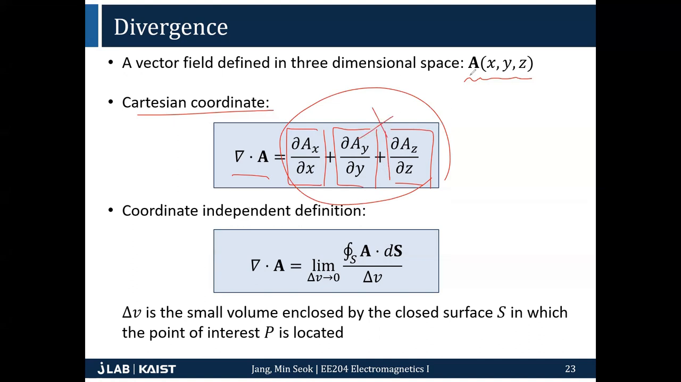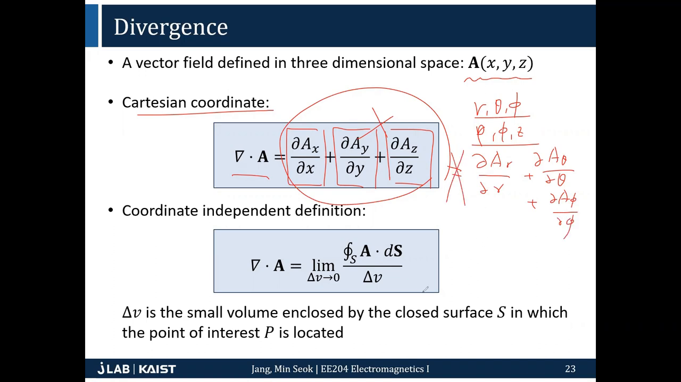Like for instance, r theta phi, or rho phi z, like cylindrical coordinate or spherical coordinate systems. In these coordinate systems, you cannot calculate the divergence of A like this, okay? So in these coordinate systems, divergence cannot be calculated by this simple formula.